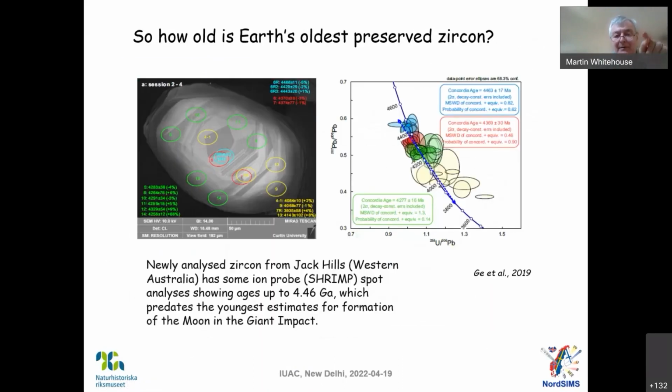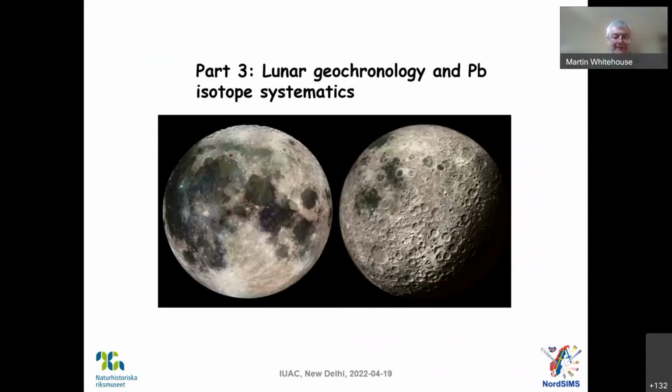Okay, I'm going to skip this one, and I'm going to move on to the final part of my talk, which is lunar geochronology and lead isotope systematics. This is something that we've been doing now for probably about 6 or 7 years in Stockholm. You may have seen the papers. It's a method that we developed and which is now being used. It was most recently used on the new samples from the Chang'e 5 mission in China to date lunar basalts.